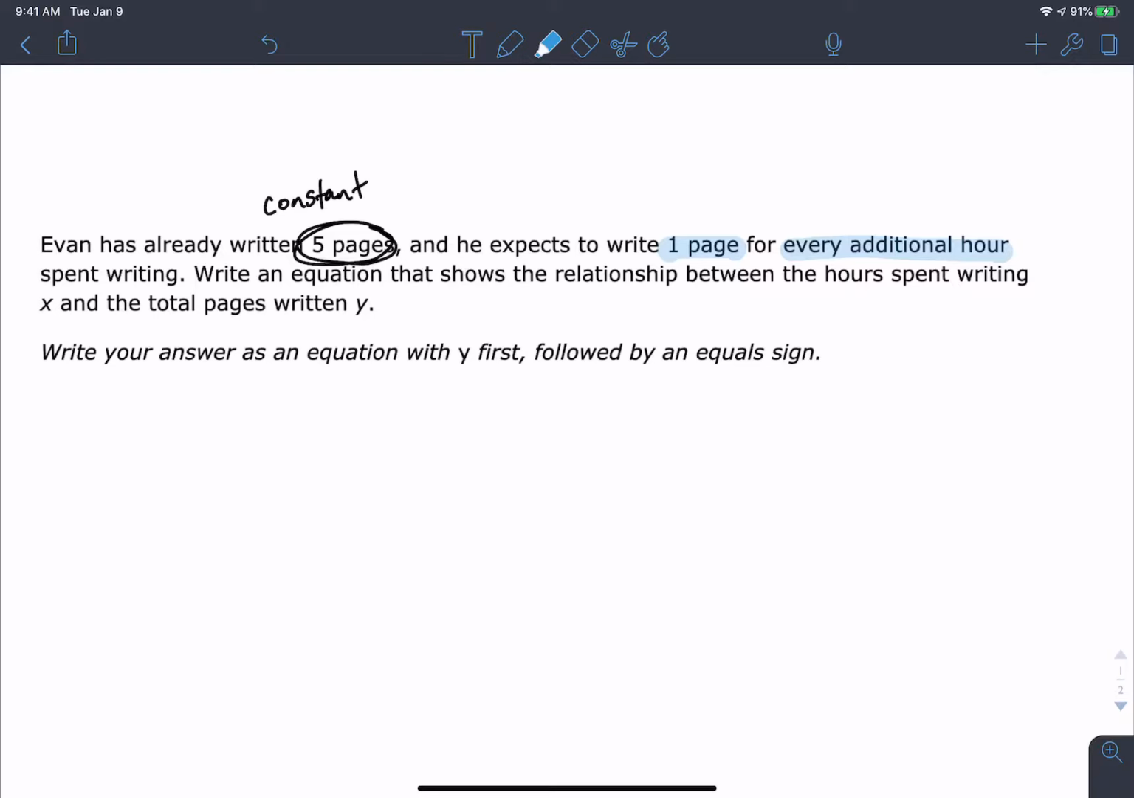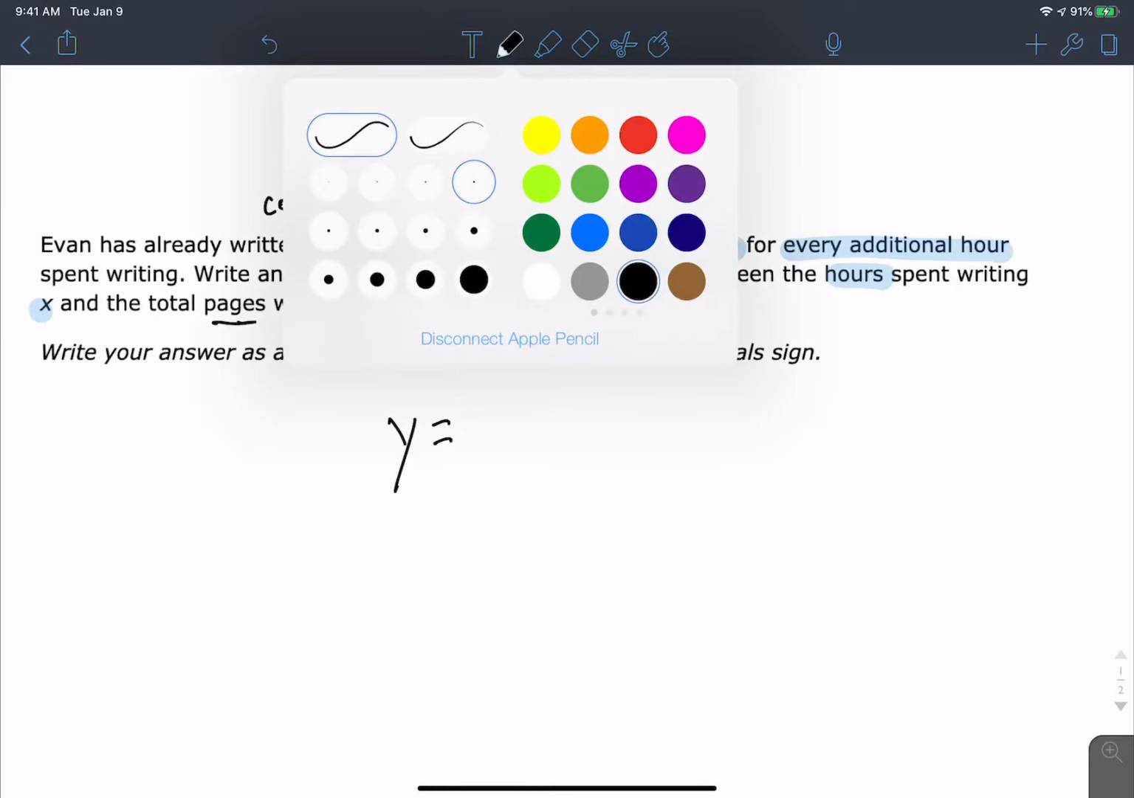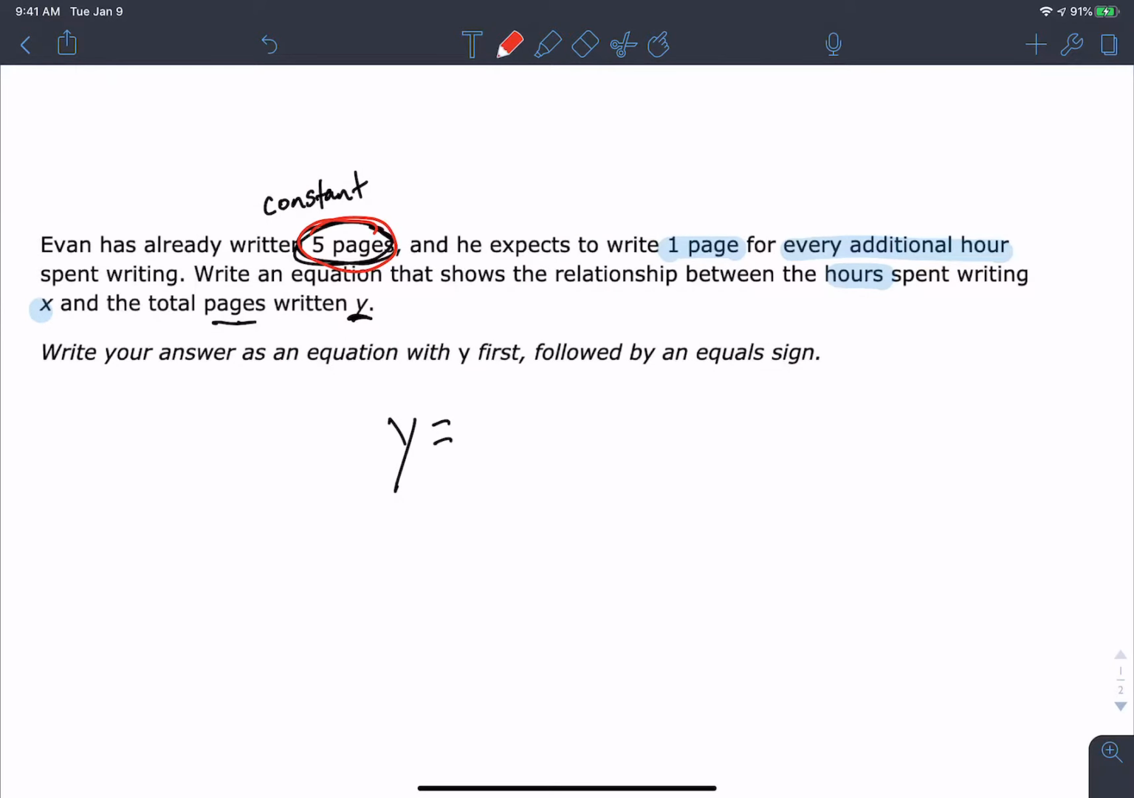Write an equation that shows the relationship between the hours spent writing, x, so that tells us our hours are going to be x, and the total pages written, which is going to be the y. Total pages is y. So it tells us to start with y equals. So our total pages equals, well, remember, he already has 5 pages done. So we have to remember that that's already done. And then he's going to write 1 page for every hour.